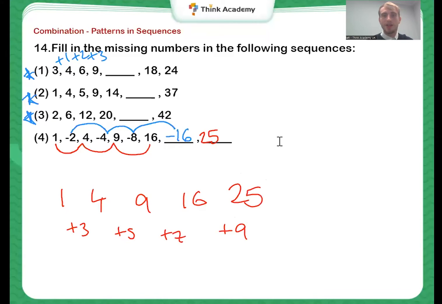Okay, so it's a nice thing to look out for, those kind of patterns which are 2 patterns going at the same time. And I think once you know that that's 2 patterns, it's much easier to spot what's going on there. Okie dokie.